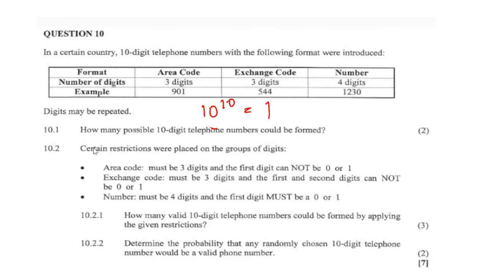And then certain restrictions were placed on the group of digits. The area code must be 3 digits and the first digit cannot be 0. Then the exchange code must be 3 digits and the first and second digit cannot be 0 or 1. Also here the area code, the first digit cannot be 0 or 1. Then the number must be 4 digits and the first digit must be a 0 or 1. Okay, so let's have a look at this question then.